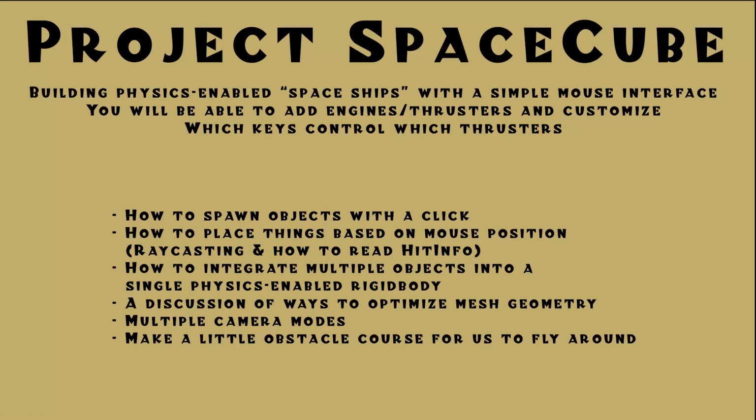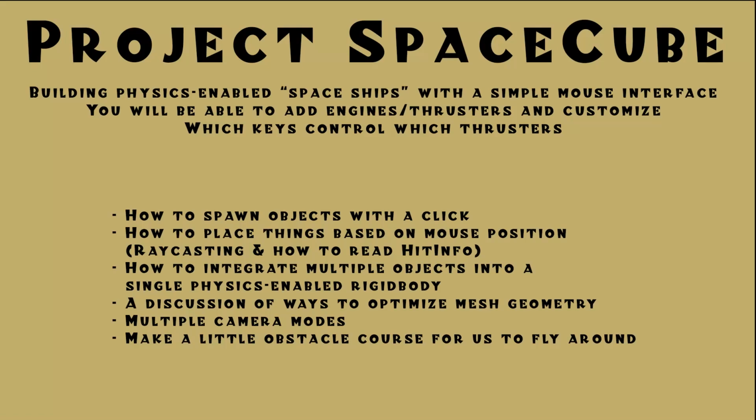We're going to build a physics-enabled spaceship that you can use simple mouse clicks to add more components onto. I want to be able to have some engines or thrusters on there and customize which hotkey controls each thruster. Then you're going to use this to fly your little ship around, and maybe we'll make a little obstacle course. So we're going to learn how to spawn objects in Unity, specifically with a mouse click.